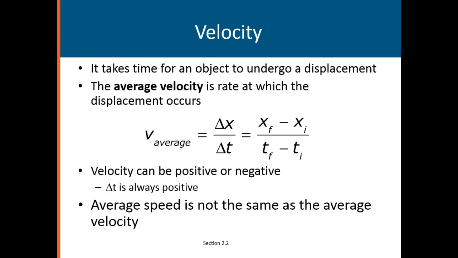Average speed is a scalar quantity only. Average velocity is a vector quantity. Direction is involved. Average speed is typically always positive. Average velocity could be positive, negative, or zero. Okay?